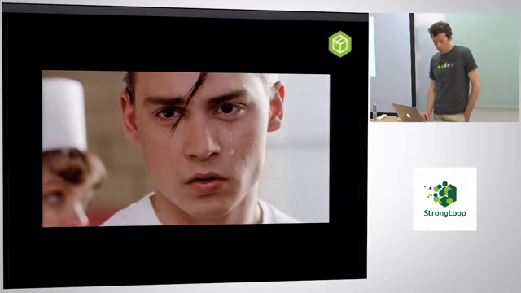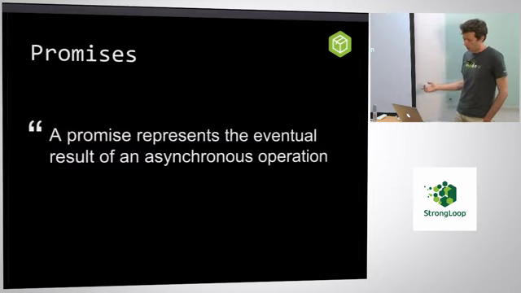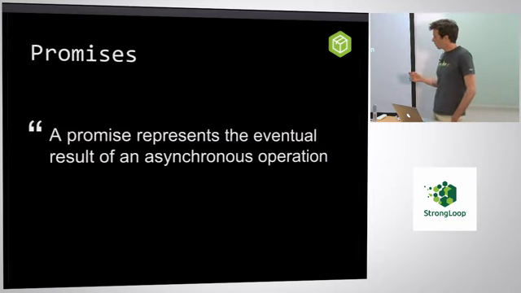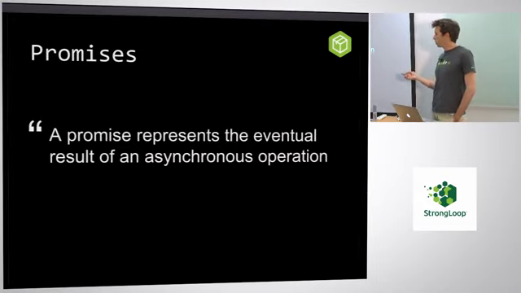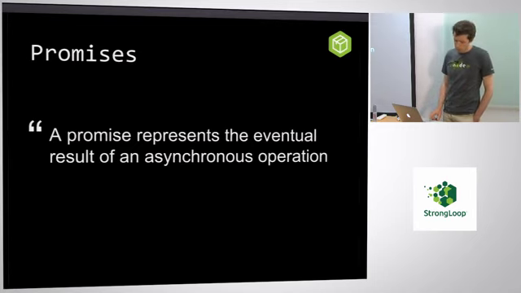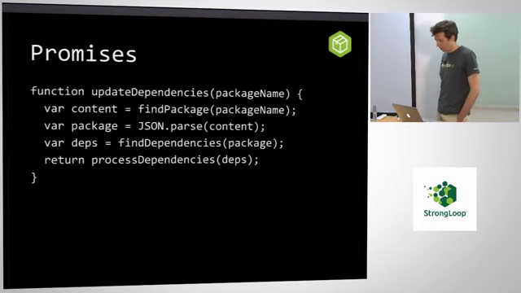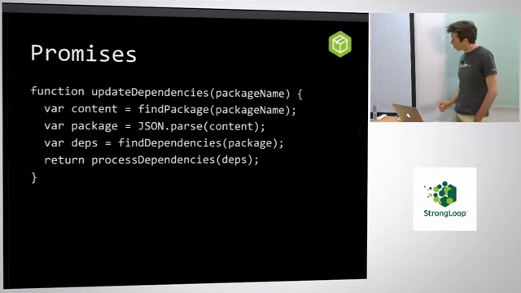So how do we work with this? Well, this is where promises can come and help us out. From the spec, the first paragraph says what a promise is. A promise represents the eventual result of an asynchronous operation. Let's look at our original synchronous function and what it looked like in the beginning. So each function here returns a value because it operates synchronously.